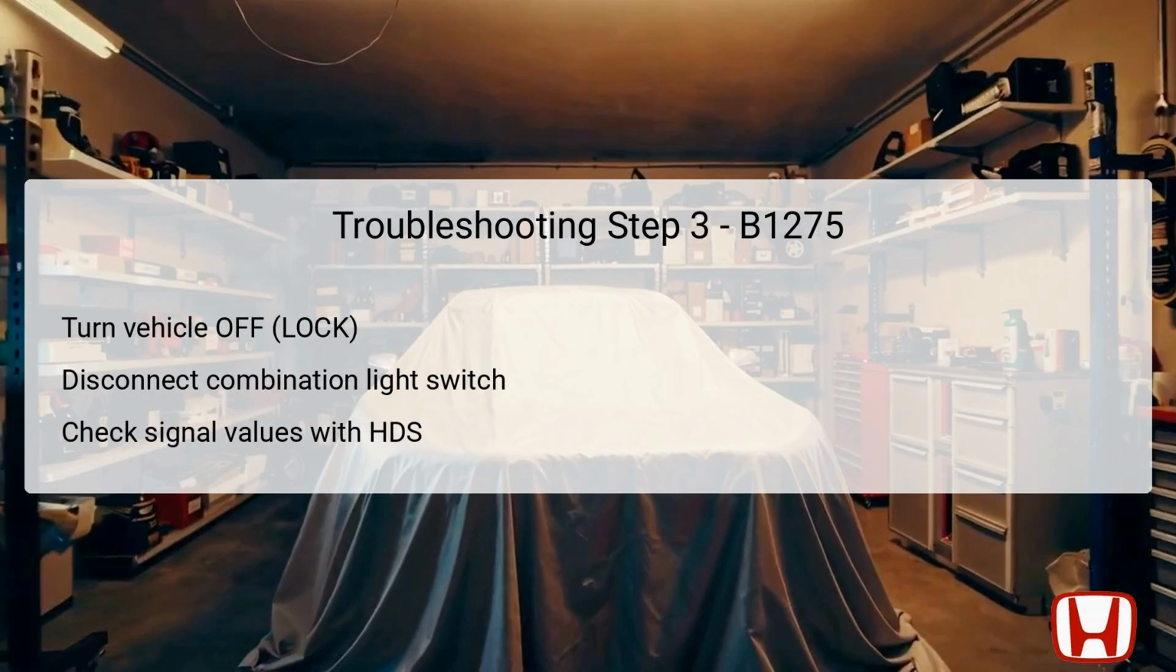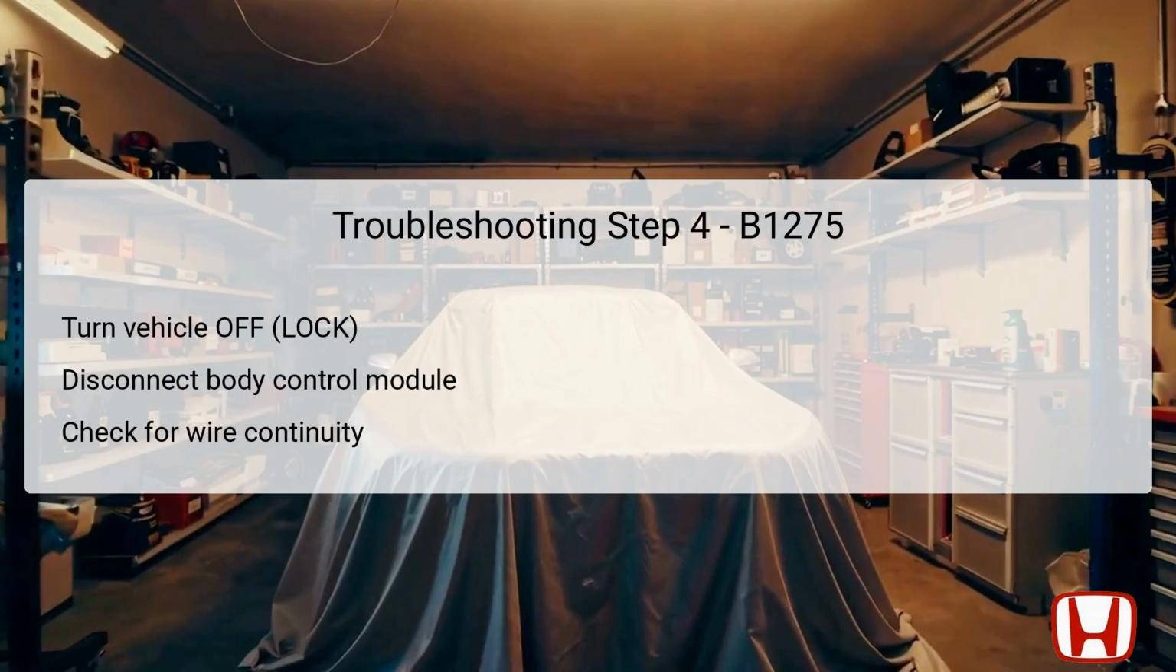In this step, you'll turn the vehicle off to lock mode and proceed to disconnect the combination light switch via the 12P connector. Following disconnection, utilize the HDS to check signal values again. Here, determining if all data list values read as off is crucial. A return indicating all listed values are off suggests a faulty combination light switch is likely the source of the issue. Should any values read otherwise, further troubleshooting is necessary, pointing to additional components or connections.